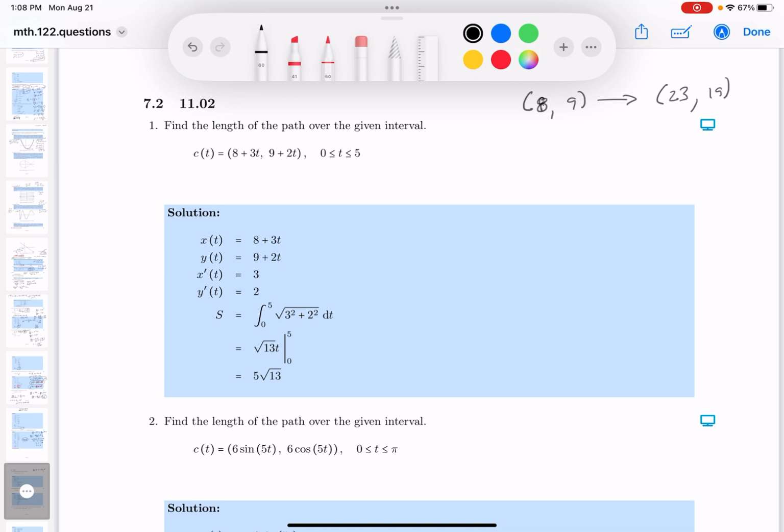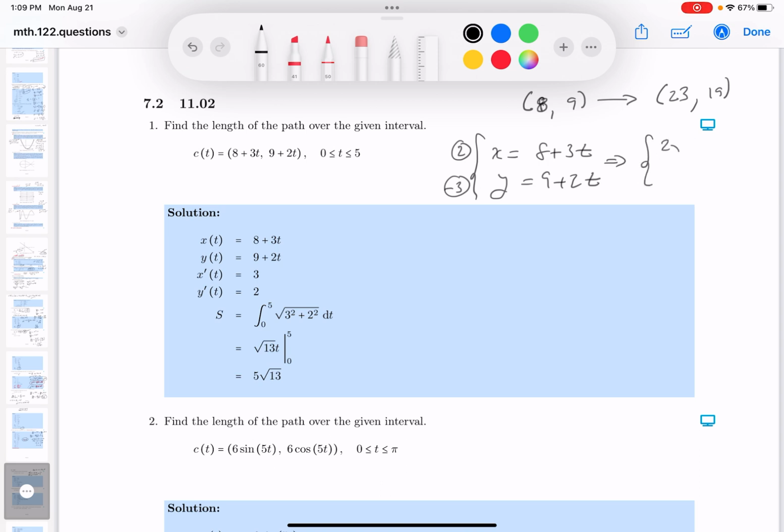All right, I'm going to eliminate the parameter. x equals 8 plus 3t, and then y equals 9 plus 2t. This is not the way we want you to do it, but if I were given this problem and I didn't know much about calculus, this is probably the way I'd go about it. So I'd multiply the top equation by 2 and the bottom equation by minus 3. What does that give you?